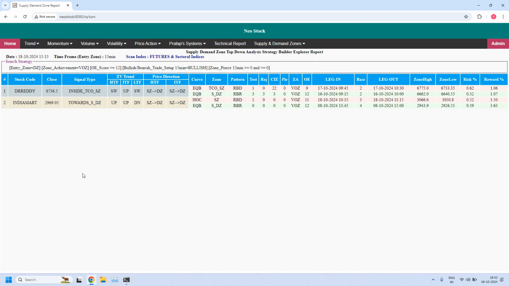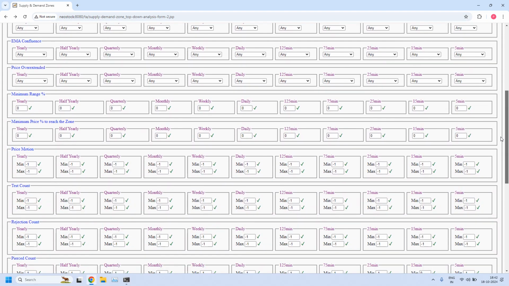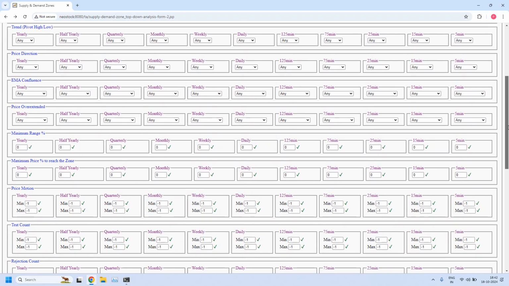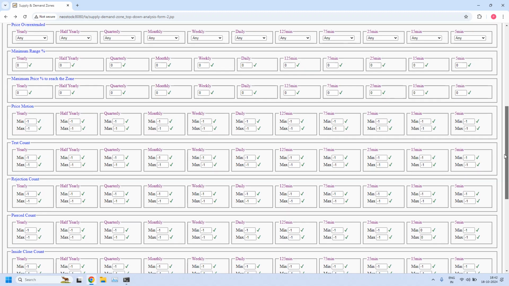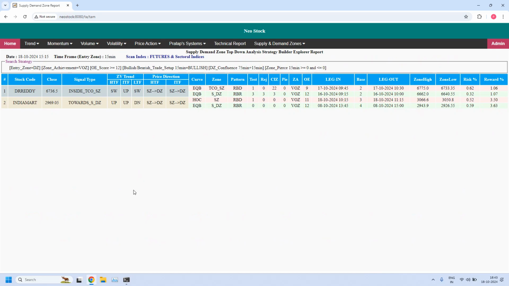Okay, now let's verify whether any of these stocks are having ITF confluence. ITF is 75 minutes. So in the demand zone confluence, the 15 minutes demand zone with 75 minutes demand zone confluence filter I enabled. Let's verify. Oh, both the stocks are having ITF confluence. So they are part of the 75 minutes demand zone.